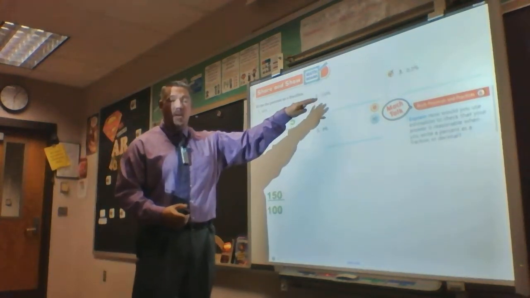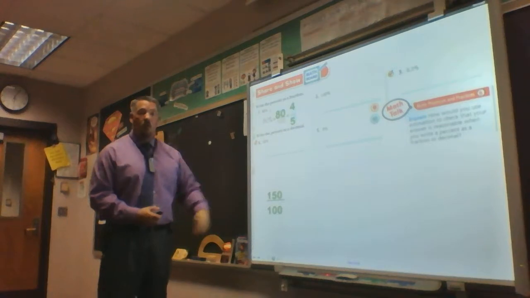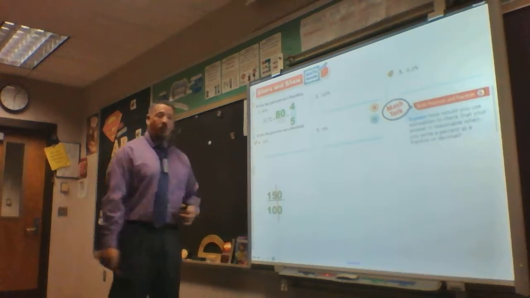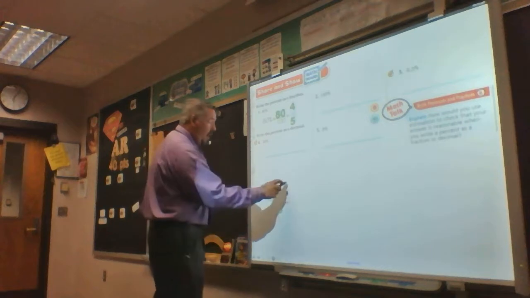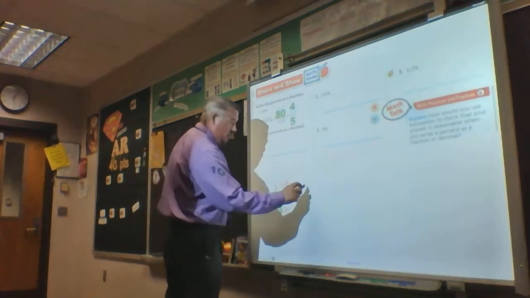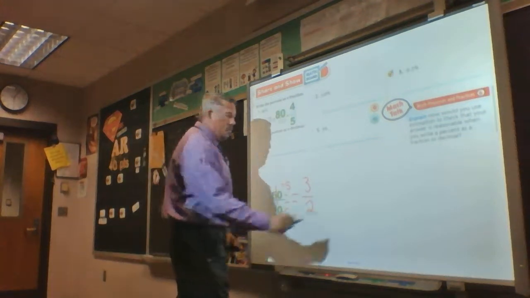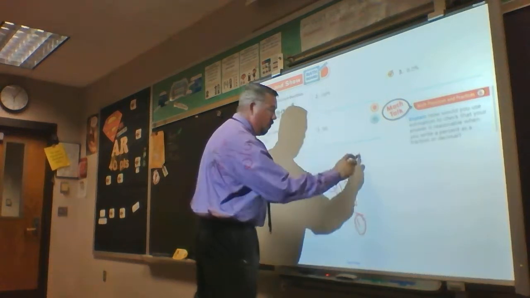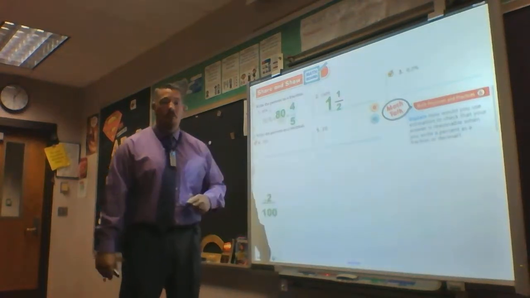When I have my 150, I take my numerator, or my percent, and write it as my numerator, and put it over 100. Well, once again, I end with zeros, so I can reduce by zeros. And then I can, 10 and 15, I can reduce by 5. And that gives me, well, 3 over 2. Now, when I convert 3 over 2, that is the same as 1 and 1/2. So 3/2 is the same as 1 and 1/2.